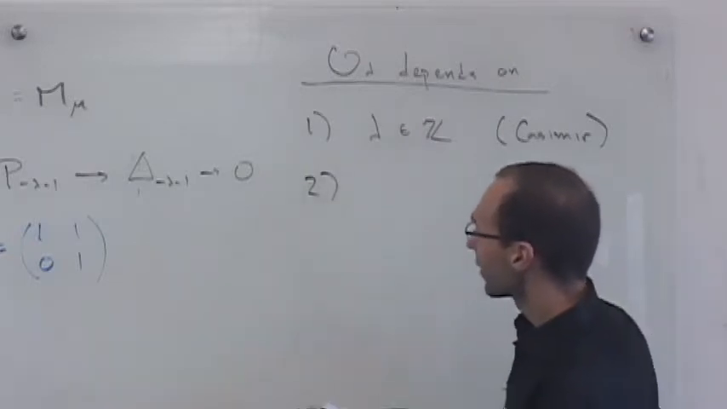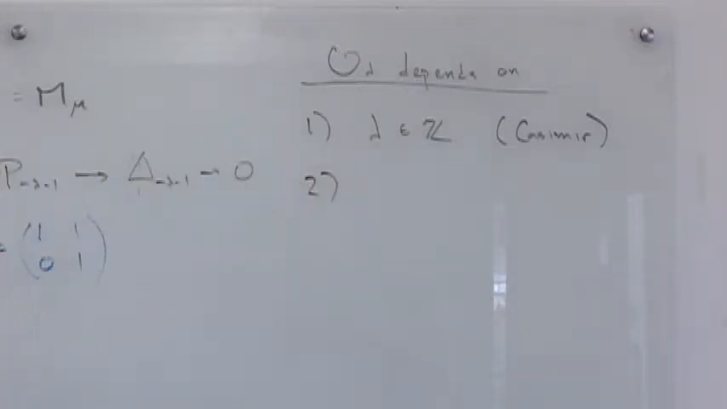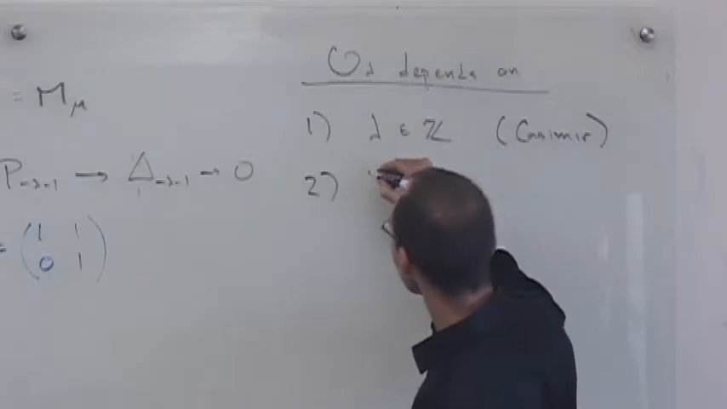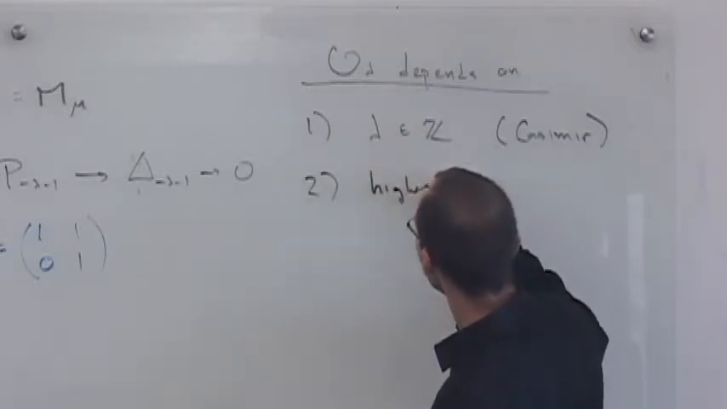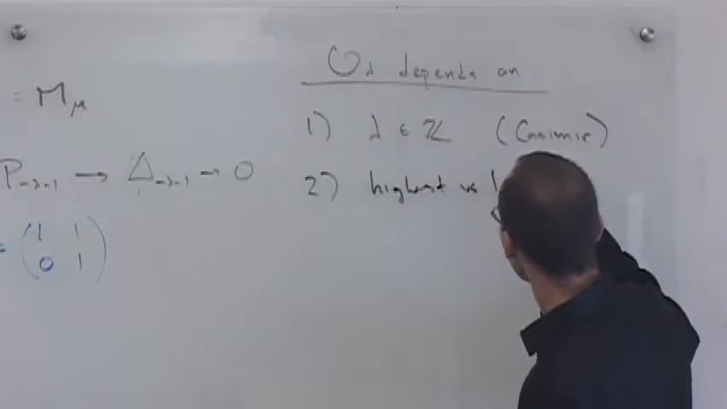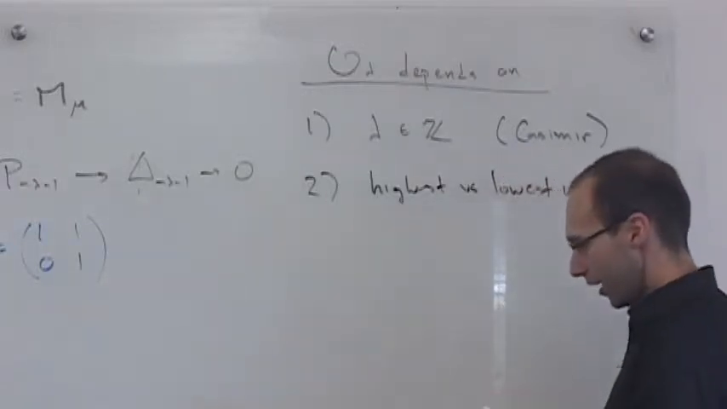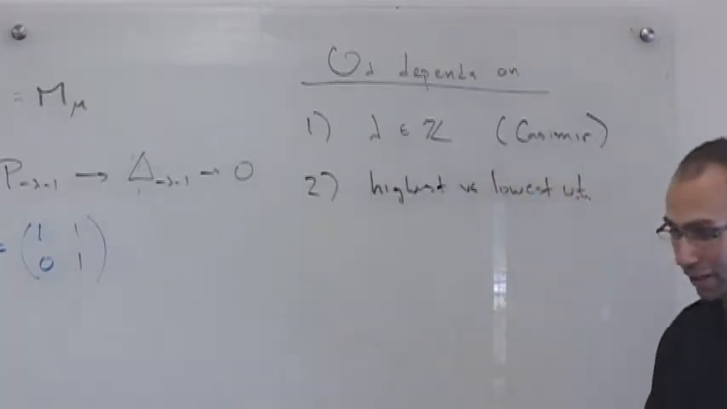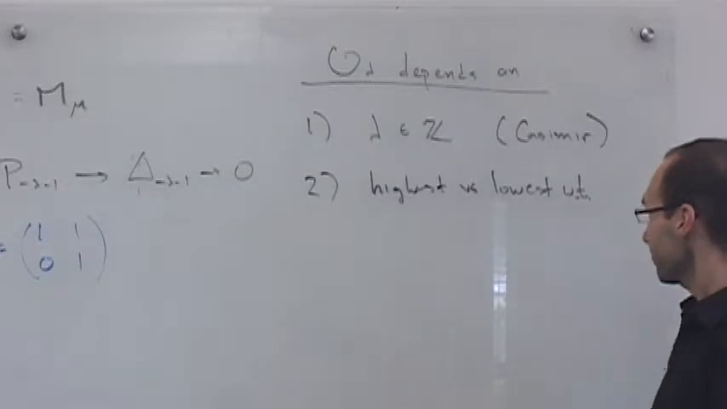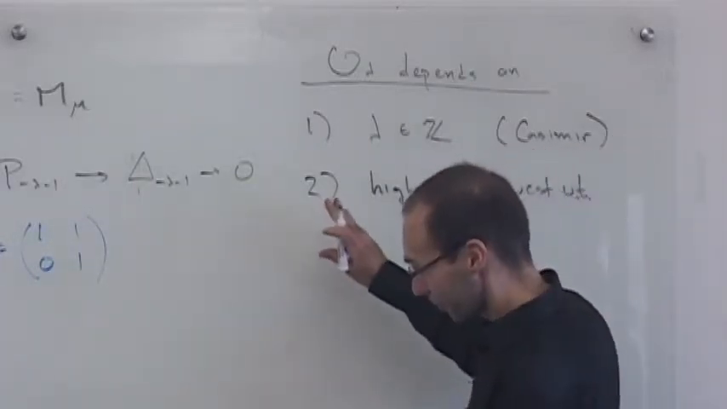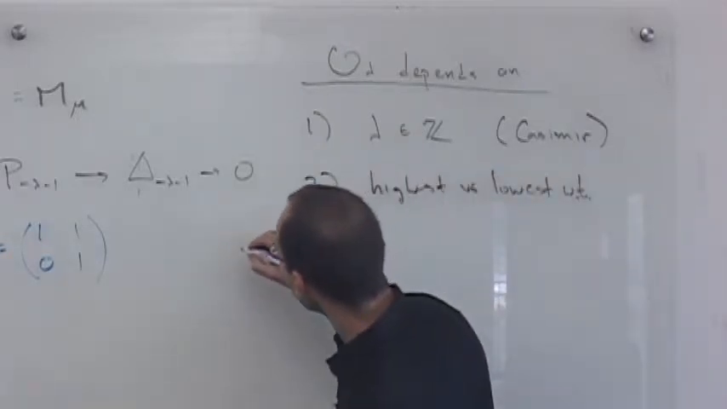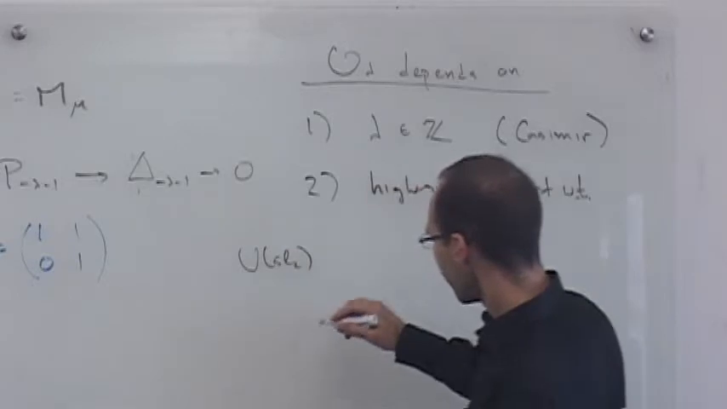And two, it secretly depends on a choice of highest versus lowest weight. So I could have written the algebra using E and F, or I could have written it using F and E. And so there's secretly a second choice of highest versus lowest weight here. And if I had taken a lowest weight category, it would have looked almost identical. But a choice was made. I also want to note that the enveloping algebra, U of SL2, has a natural filtration.